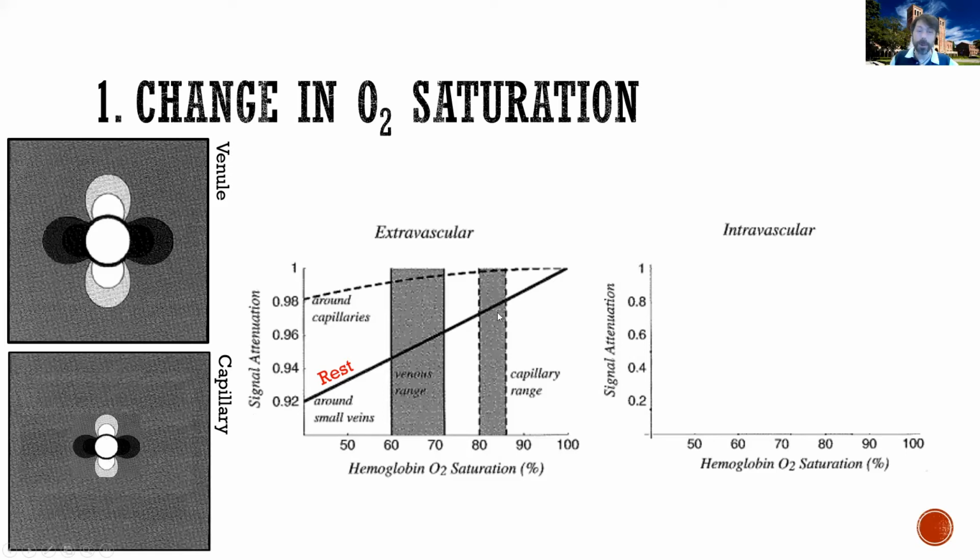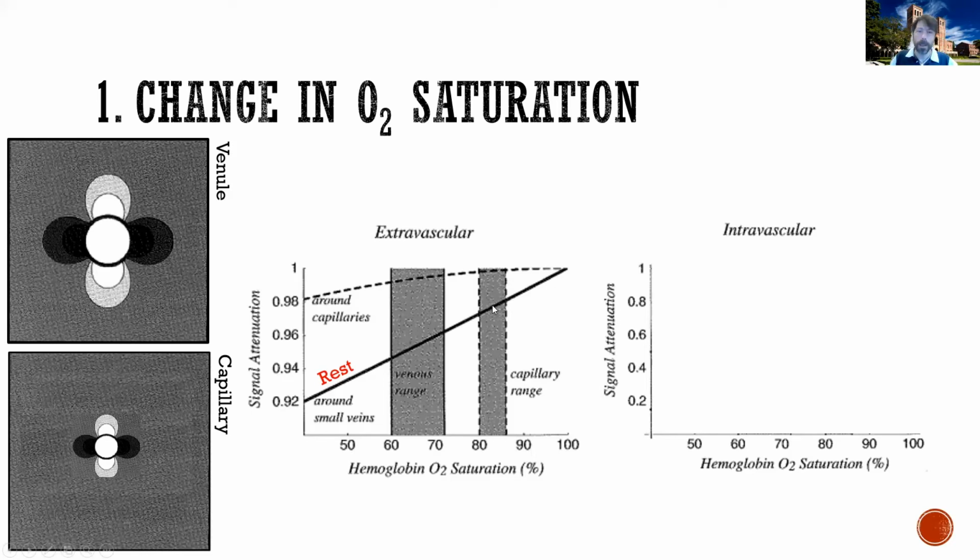This line tells you, if there is deoxyhemoglobin around, how much faster do protons dephase? And this point right here tells you that in capillaries, protons dephase just about 3% faster when there is deoxygenated hemoglobin as compared to if this were perfectly smooth with no blood vessel.